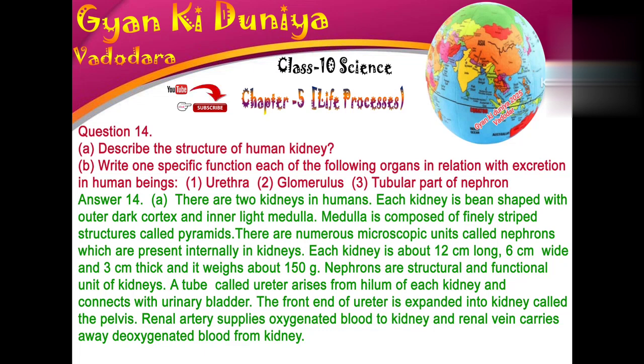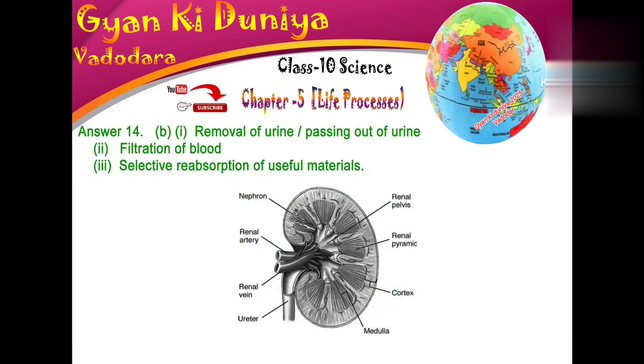A tube called ureter arises from hilum of each kidney and connects with urinary bladder. The front end of ureter is expanded inside the kidney, called the pelvis. Renal artery supplies oxygenated blood to kidney and renal vein carries away deoxygenated blood from kidney. B. 1. Removal of urine, passing out of urine. 2. Filtration of blood. 3. Selective reabsorption of useful materials.